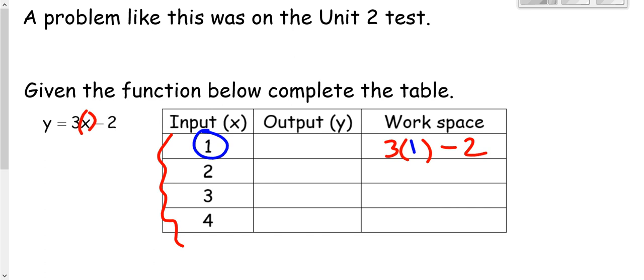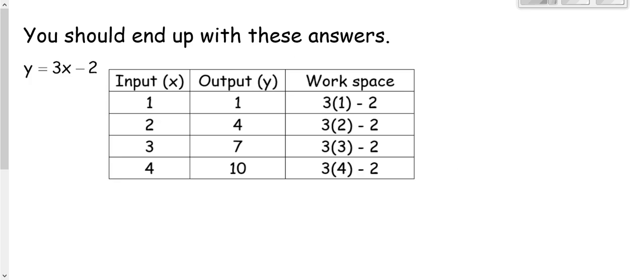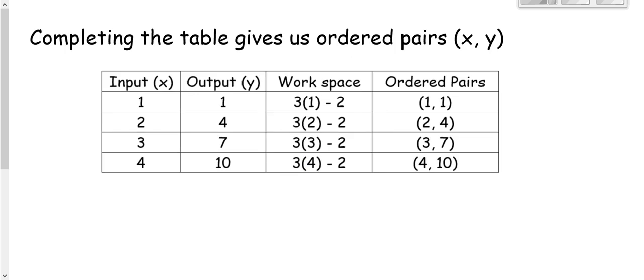So the next one, we'd have 3x minus 2, but this time I'm going to plug in 2, and then we simply evaluate that. So maybe that's plugging that into your calculator, or maybe you like to do that in your head or on some scratch paper off to the side. However you like to do it, you're going to end up with something like this. So again, we're plugging in those input values, and then we're evaluating, and this is the answer that we get. Now these make ordered pairs. The input-output of 1, 1 makes the ordered pair 1, 1. The input-output of 2, 4 makes the ordered pair 2, 4, and so on.